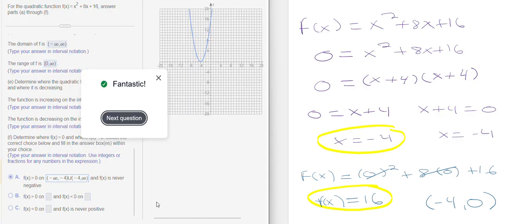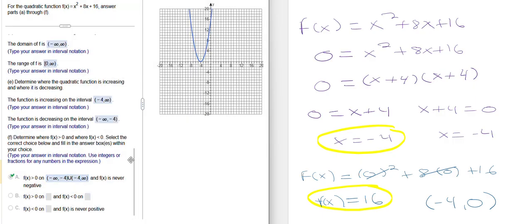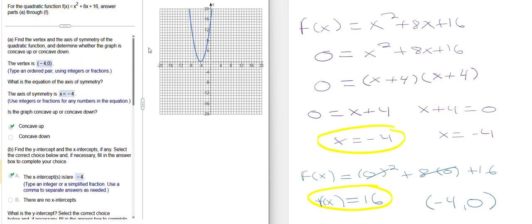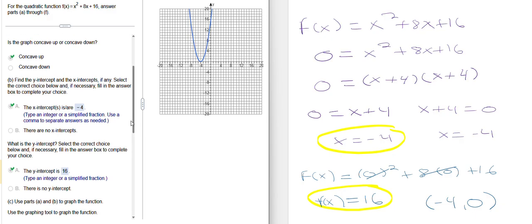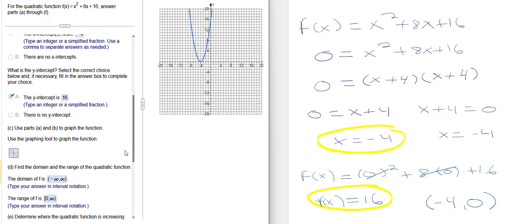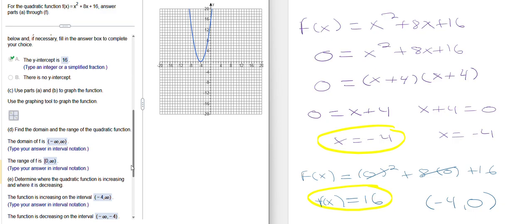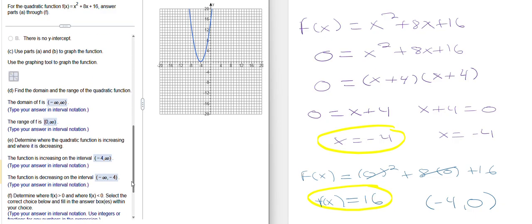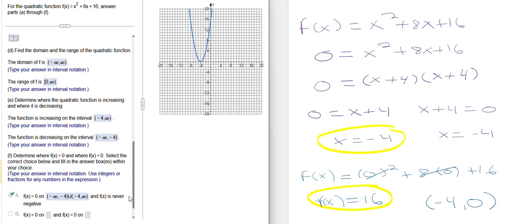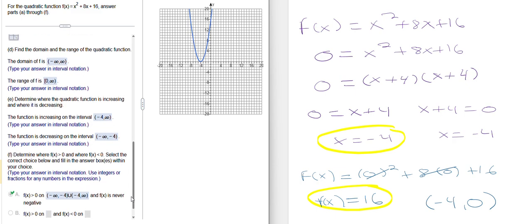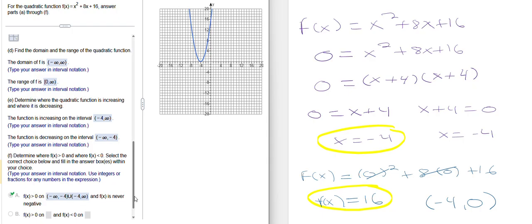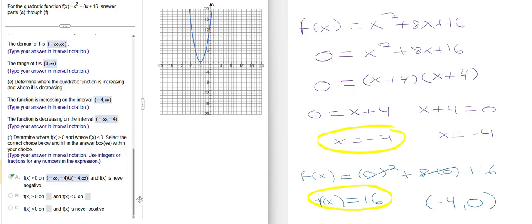Let's check our answer. So in this example, we first found our vertex, then we found our axis of symmetry. We determined that it's concave up. We found our x-intercept, our y-intercept. We graphed our parabola. We found the domain and range, where it's increasing and decreasing, and where the y's are positive versus where the y's are negative.